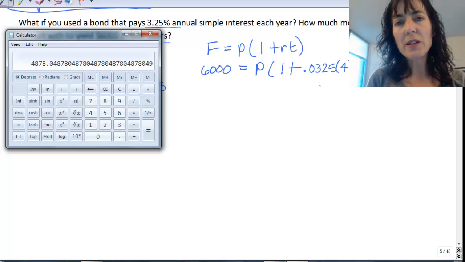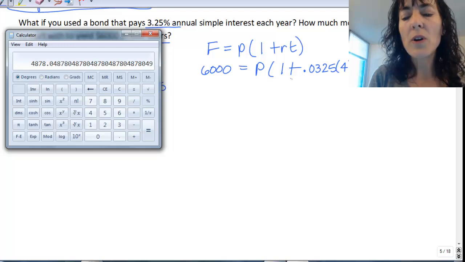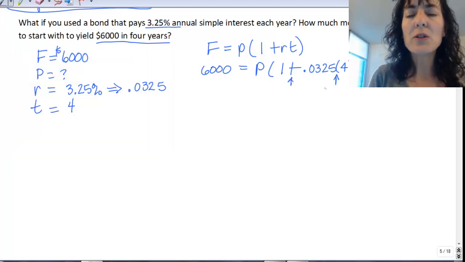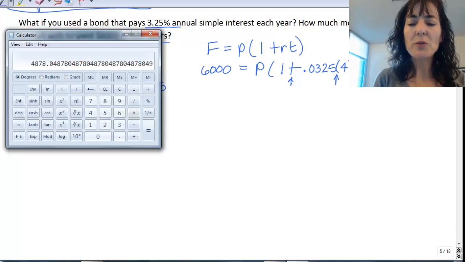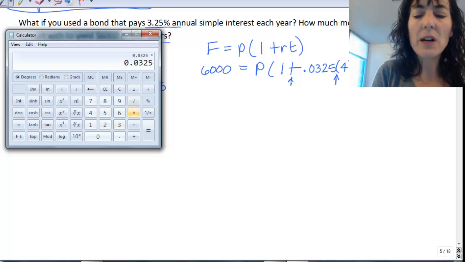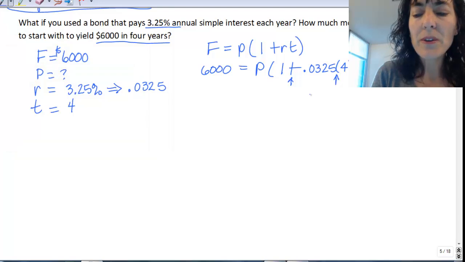So starting inside the parentheses again, I need to follow the order of operations, and parentheses come before anything else. So inside the parentheses, I have addition here and multiplication here. So I need to do the multiplication before I do addition. So 0.0325 times 4, that's the multiplication. I get 0.13, so I'll write that down.